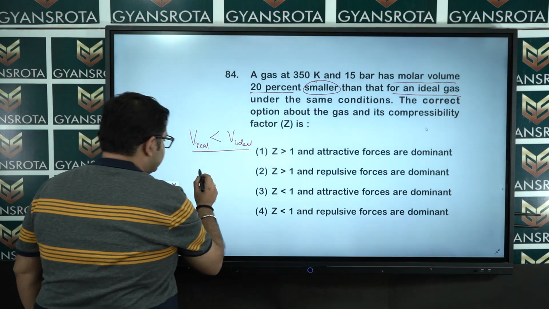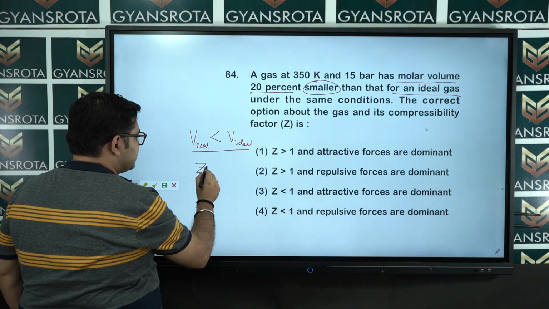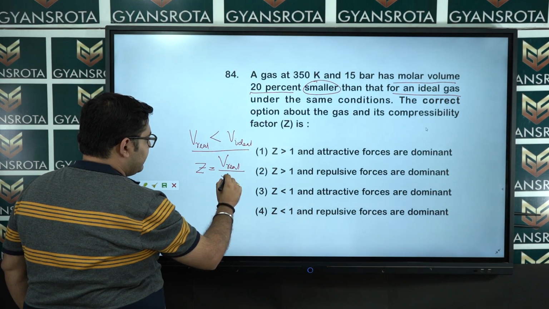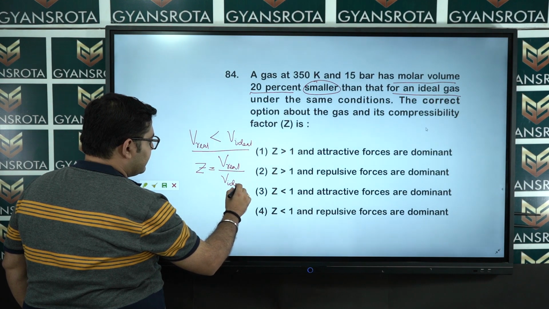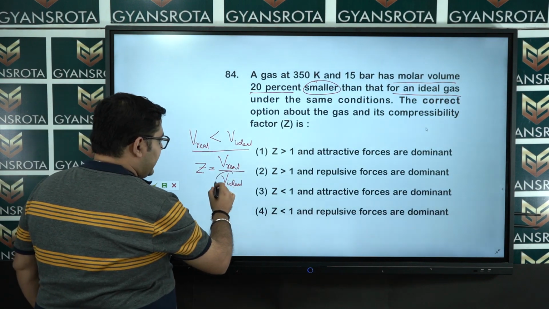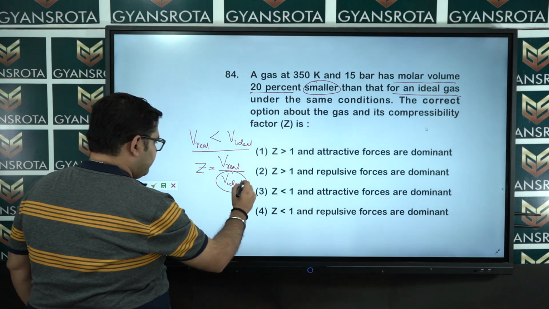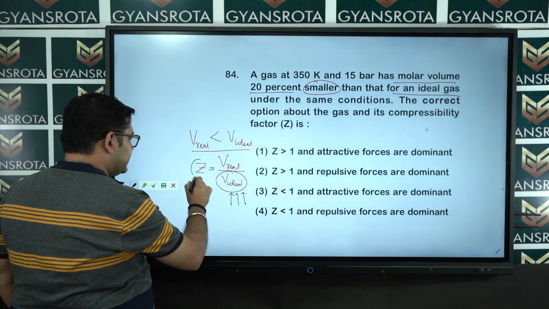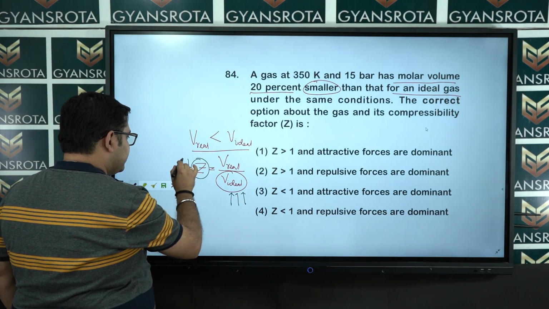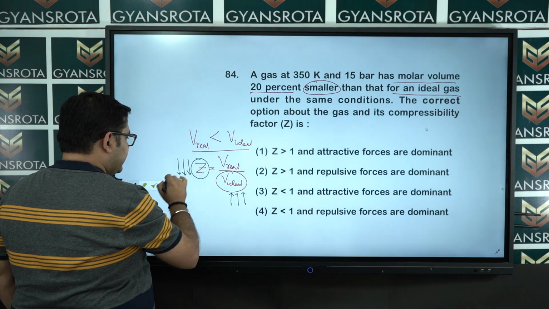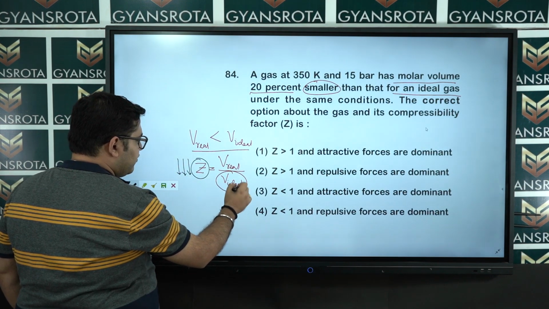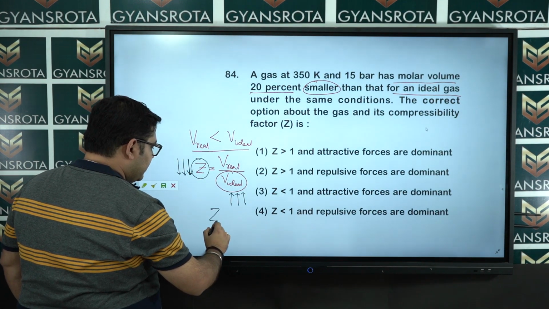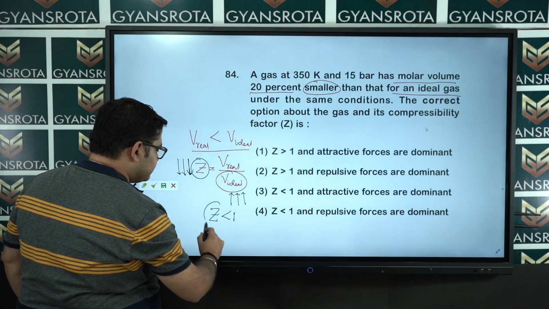Now, we know the compressibility factor, that is Z, is equal to V real by V ideal. Now, if V ideal value, I am changing the color, if it increases, then definitely the Z value will decrease. This is a general mathematical form. If the down part value increases, this value automatically decreases. So, Z will be less than 1.